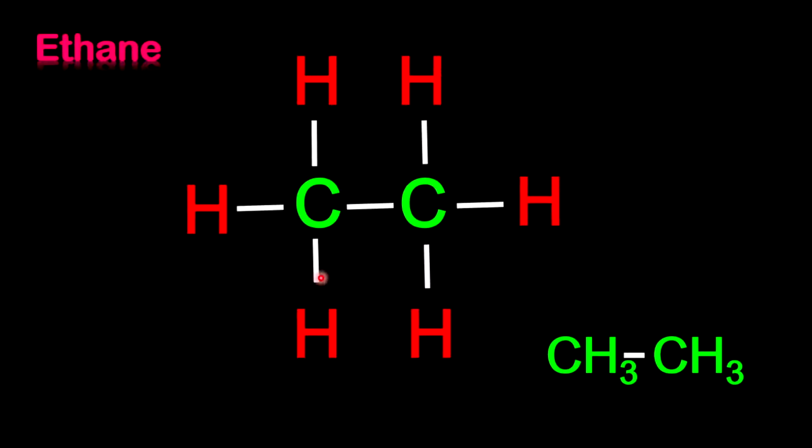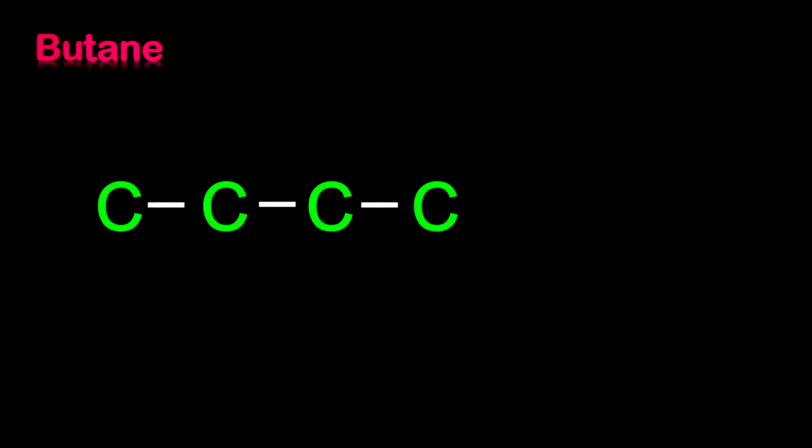So this larger structure is called the structural formula. This smaller structure is called the condensed structural formula. And remember, we can also talk about the molecular formula. So the molecular formula will be C2H6. All right, let's jump into another example.